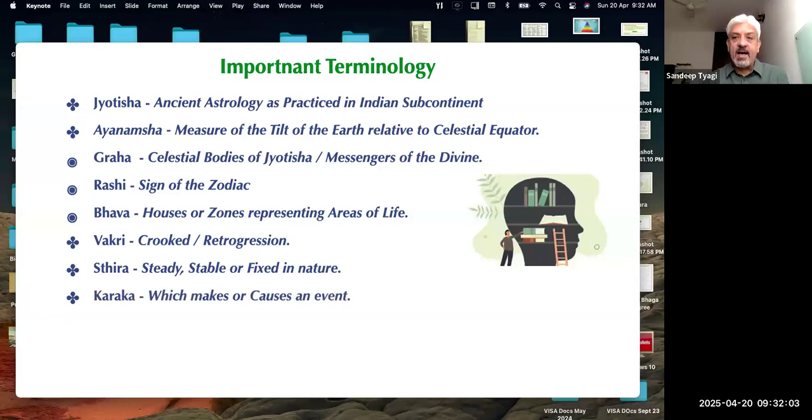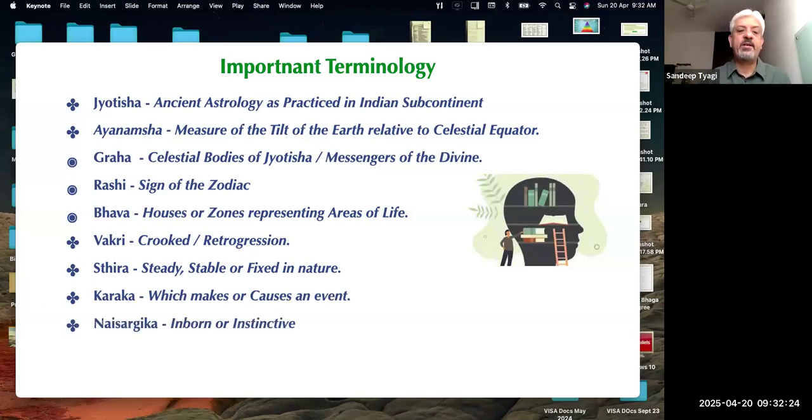Karaka. The word karak means the one which makes or causes an event, or is related to a certain event, right? So the term karaka will come up from time to time. It's just a good idea to get a sense of what these mean from a Hindi to an English context.